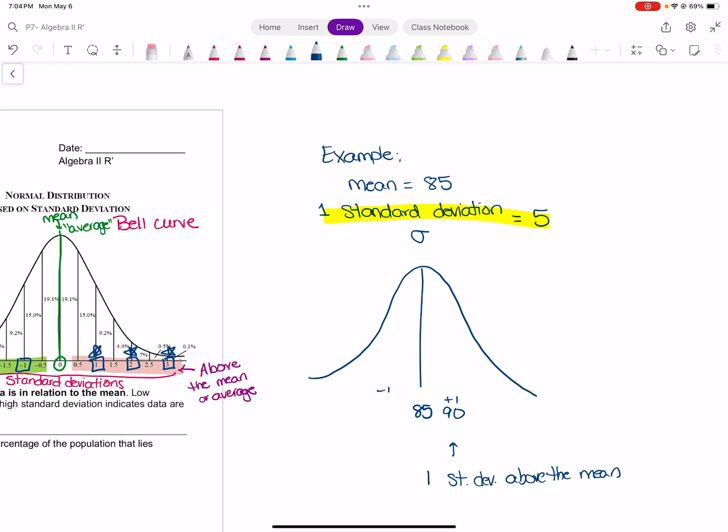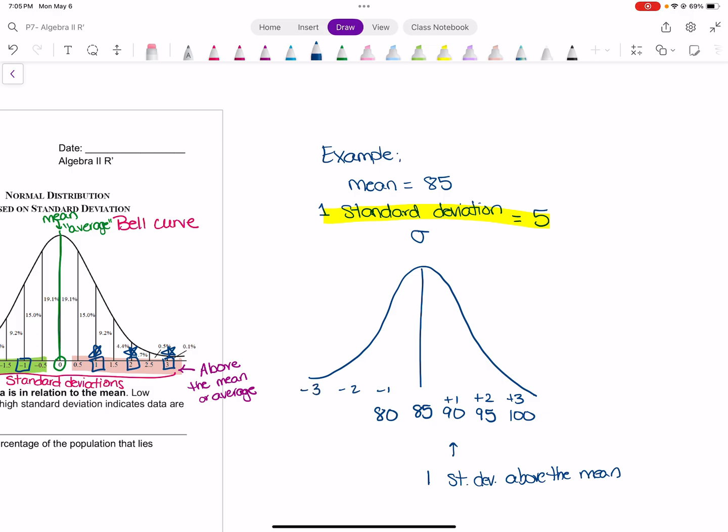Meanwhile, on the other side, if I was 1 standard deviation below the mean, it means that I would be 5 points less than the mean, and my score would have been an 80 on the test. Next, if we are, let's say, 2 standard deviations above the mean, I already know 1 standard deviation above, I would have a score of 90. So if I'm 2 standard deviations above, I'll be 5 more points above, which means I'd be at a 95. If I was 3 standard deviations above, I would be 5 more points, which means I would be at a score of 100. I could keep going down the other way.